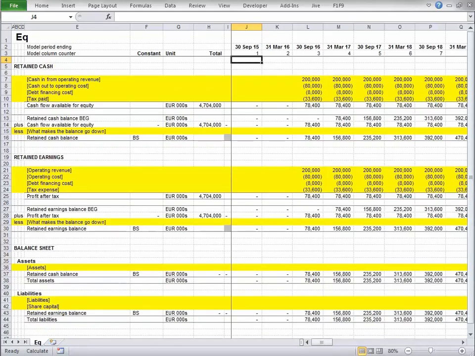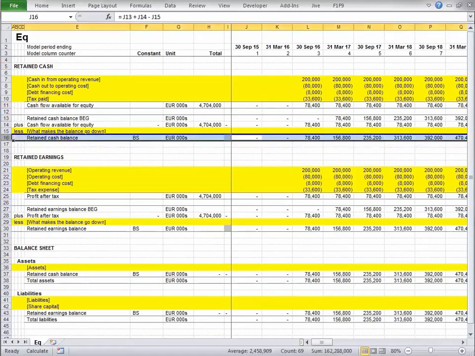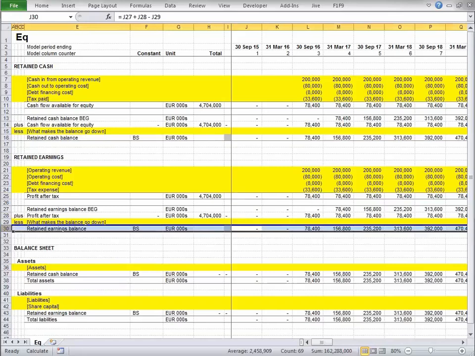When I come to convert this conceptual model into a spreadsheet solution that complies with FAST, I need to think carefully about my use of worksheets. And here's my plan. I plan to have a separate worksheet called Equity that will hold my two corkscrews, one for retained cash, one for retained earnings.